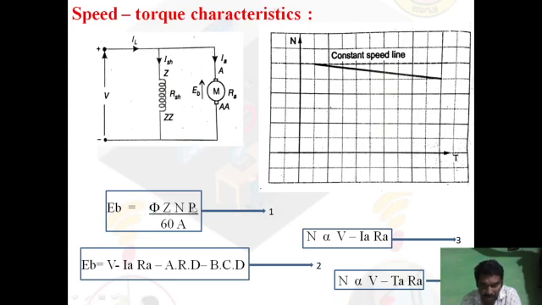All the other parameters, if you neglect them, the speed is directly proportional to Eb and inversely proportional to flux. The other parameters will become constants for this particular question. Flux is inversely proportional to speed, phi comes in the denominator. Therefore, when flux becomes zero, the speed will become infinite mathematically.